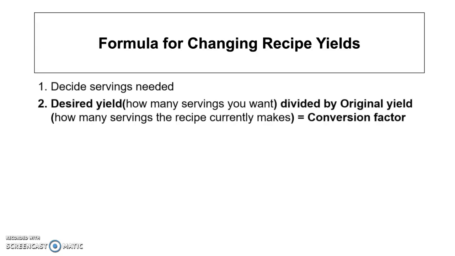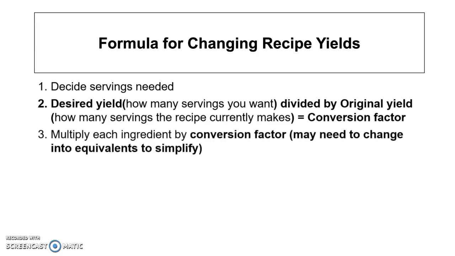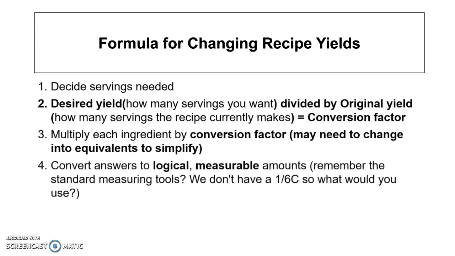So there is a complicated formula for changing recipe yields. You take the desired servings you want, which we call the desired yield, and we divide it by the original yield, which is how many servings the recipe currently makes. And then you get a conversion factor. Then you multiply each ingredient by the conversion factor. You may need to change some things into equivalents to simplify, and I'll show you. And then you convert the answers to logical, measurable amounts.